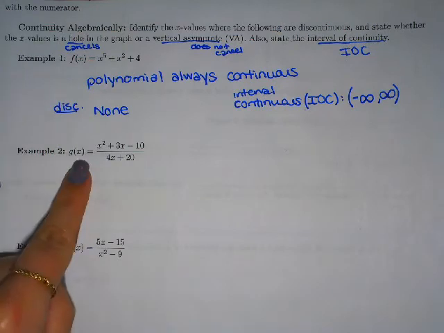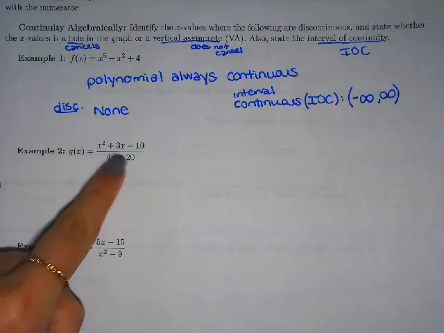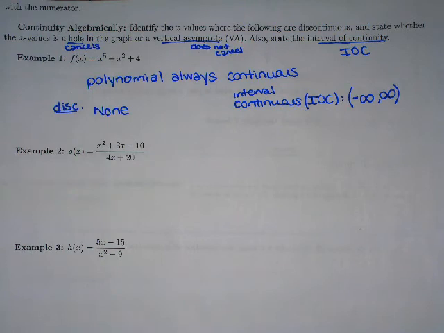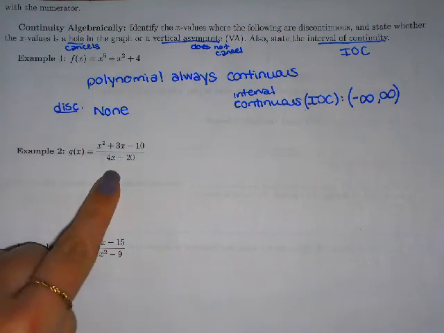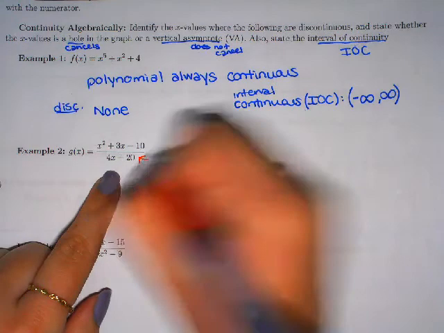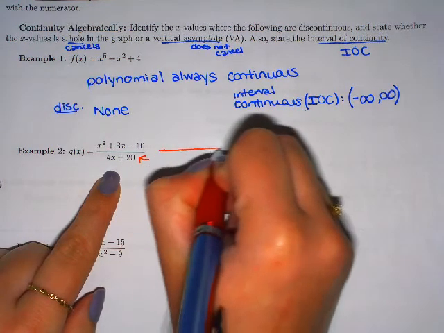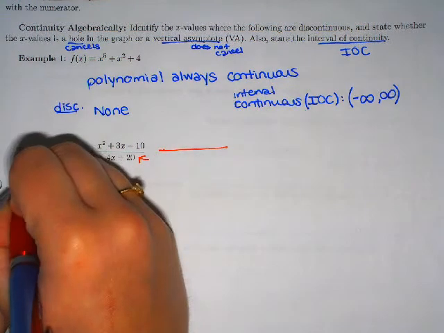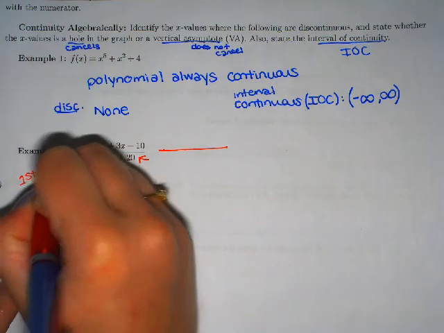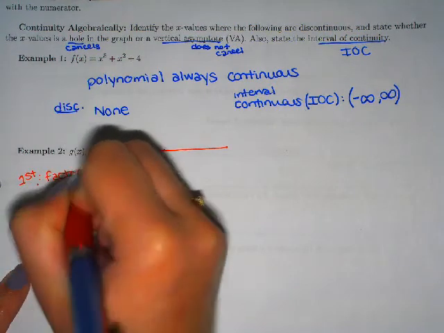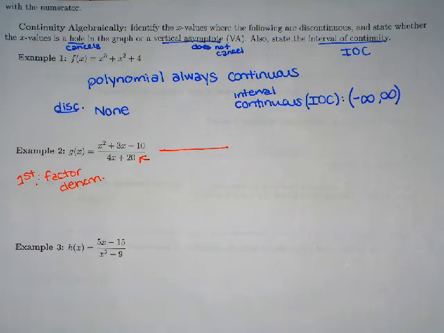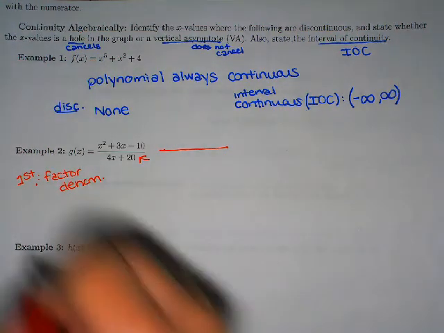All right, let's look at something harder. We have g of x is x squared plus 3x minus 10 over 4x plus 20. This is going to be discontinuous where the denominator is 0. So let's figure out what would make the denominator 0. So we're going to do the same steps in all of these. First, we're going to factor the denominator, because that gives us where we're discontinuous.